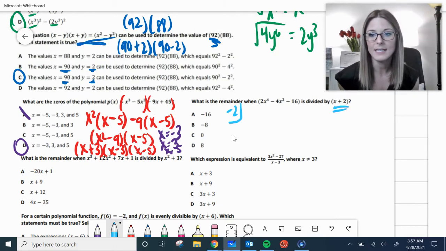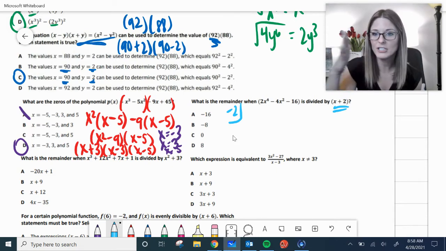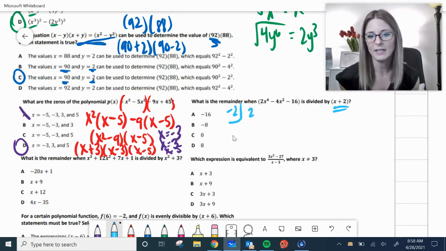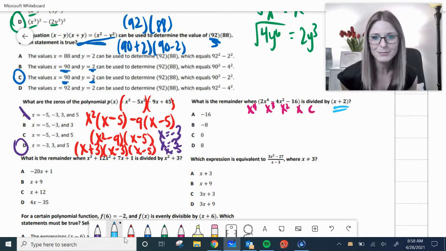Watch out. I see it here. They're trying to trick us. Every degree of every term has to be represented. So I'm going to have a 2 for that x to the 4th. Let me label so I can show you. Let's start over. Let's do x to the 4th. Then I'm going to have x cubed, x squared, x, and my constant. You see what I'm saying?